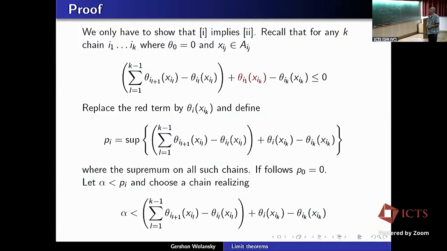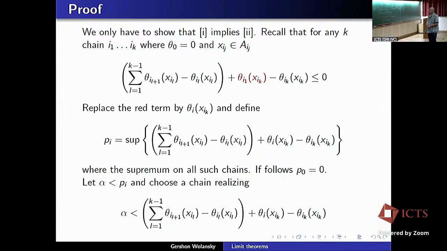First, it follows that P0 equals 0. Why? Because theta 0 by definition is 0. That's how we find it. And because of this inequality, if we replace theta I1 by 0, and the thetas are all non-negative, we assume, then this will always be non-positive. And if it's non-positive, the circle will be 0. So theta P0 is 0.